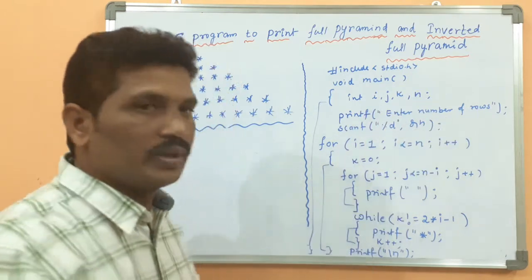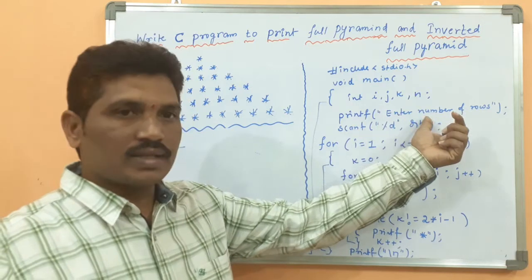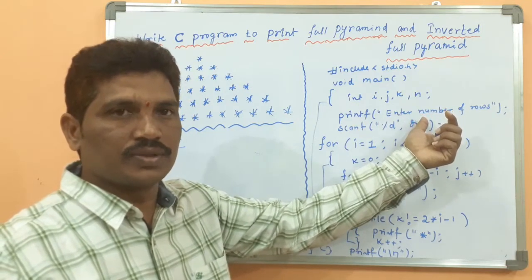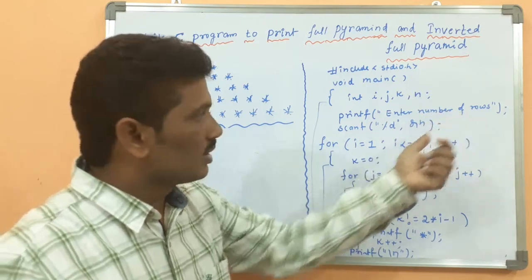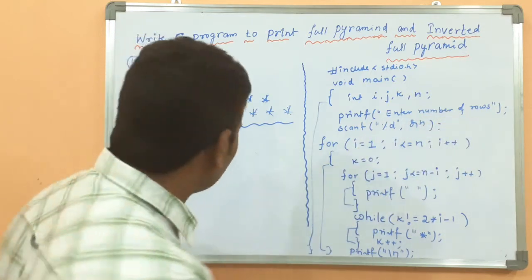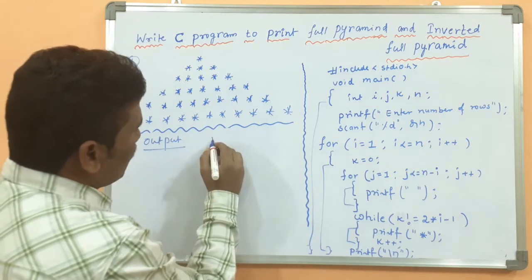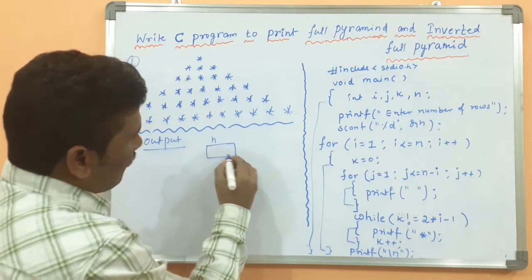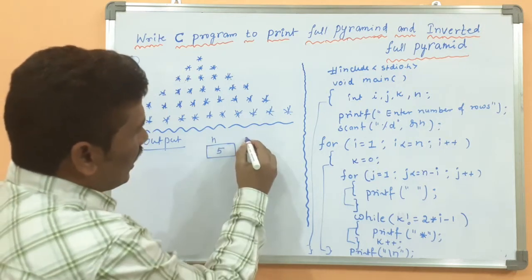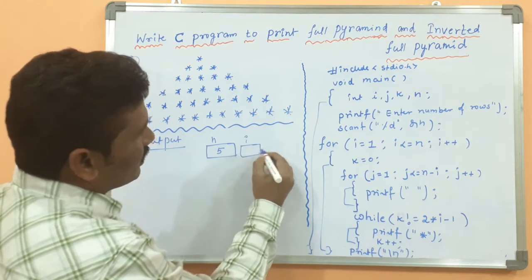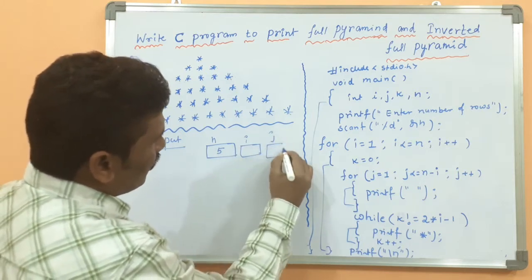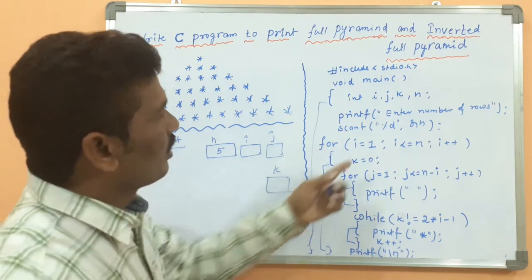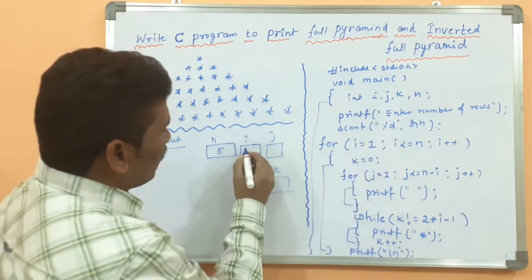Enter number of rows. Here it will ask the number of rows whenever you compile this program, it will ask for the input from the user. Enter number of rows. Then you can read the n value. For example, n value becomes 5. Then i value, here I am writing, then j value, because all these are required, then k value, because then i equal to 1.